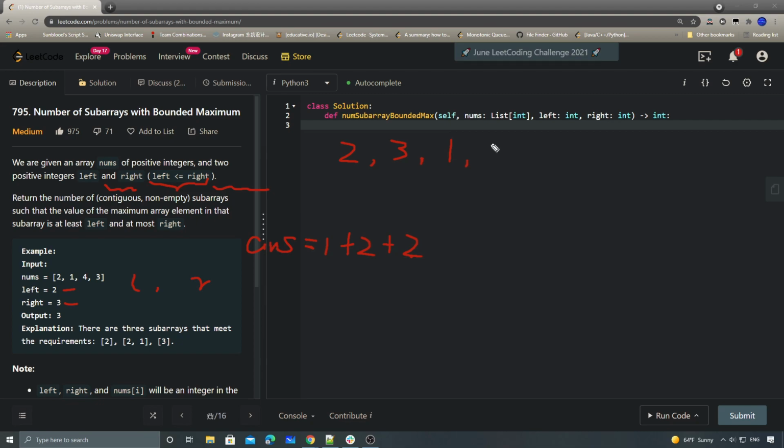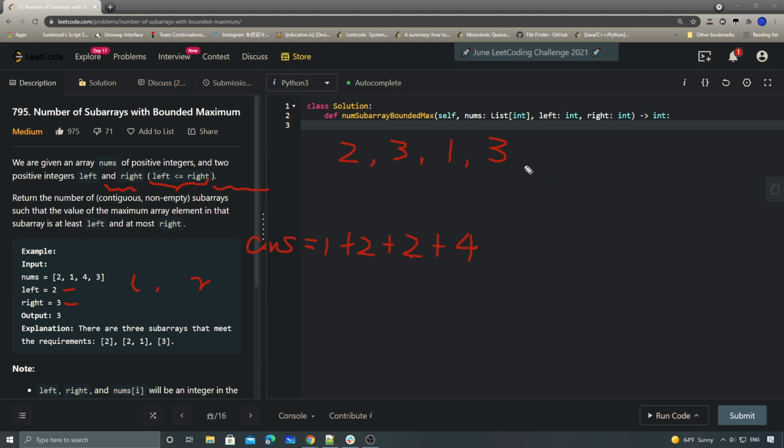So how about the next one, if the next one is another 3? What's this going to add here? Now the 3 is within the range. So how many do we have here? As you can see, we're going to add 4 here, because this count is the total new subarrays ending with the new number. Because 3 is within the range, now we have this 3. Remember, left and right are 2 and 3. And then we have this one, and this one, and this one.